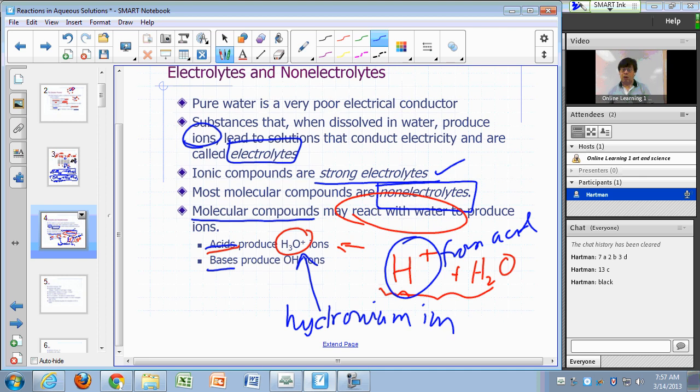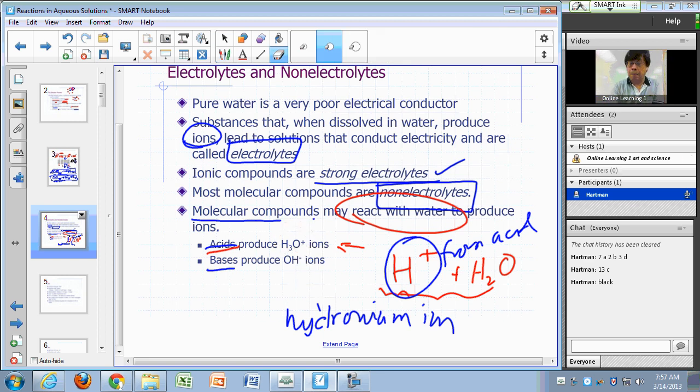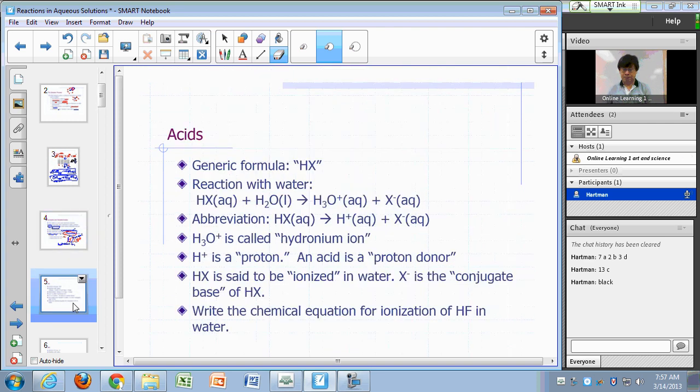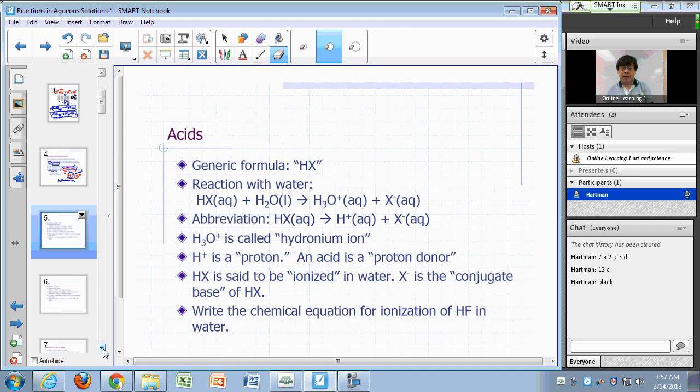And so those compounds, we call them acids, and there are compounds that will react with water to produce hydroxide ions, and those are called bases. So you can have molecular compounds that can react with water to produce hydronium and hydroxide. Those compounds are referred to as acids and bases. Okay? So we can represent an acid by the generic formula HX, where X could be anything.